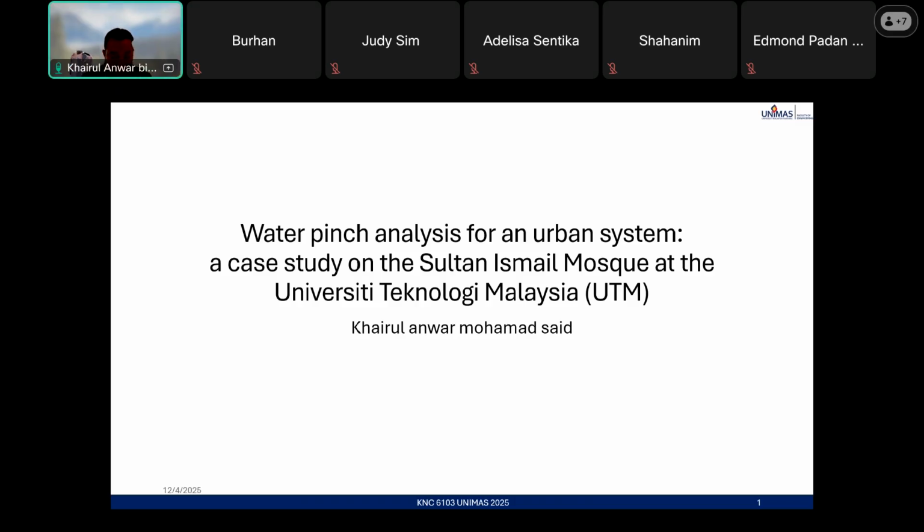Based on pinch analysis, the concept was adapted to establish the minimum water target for the Sultan Ismail Mosque at the University of Technology Malaysia. So this mosque is at the center of UTM. It's next to their library, convocation hall, and chancellery building. It's on the hill.